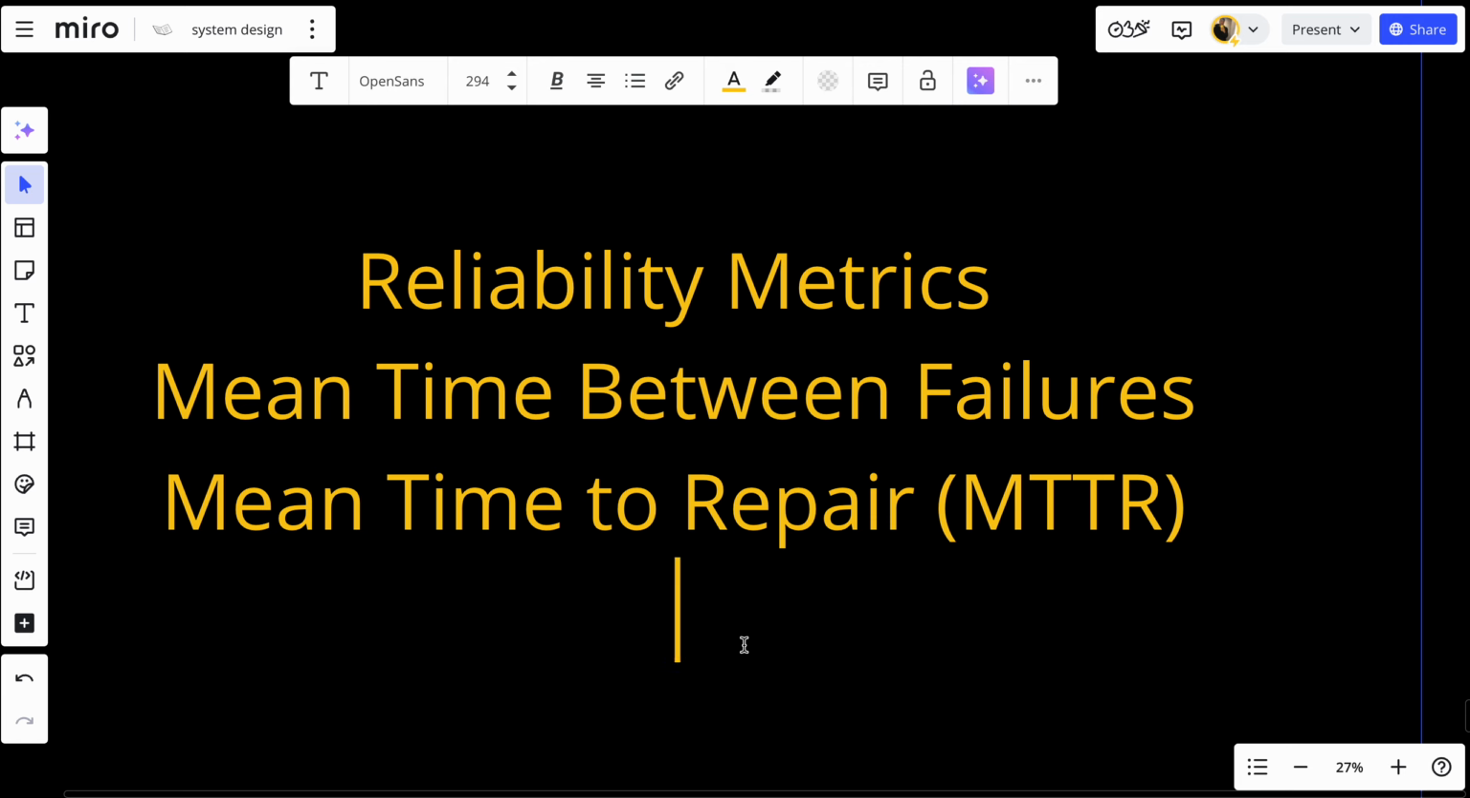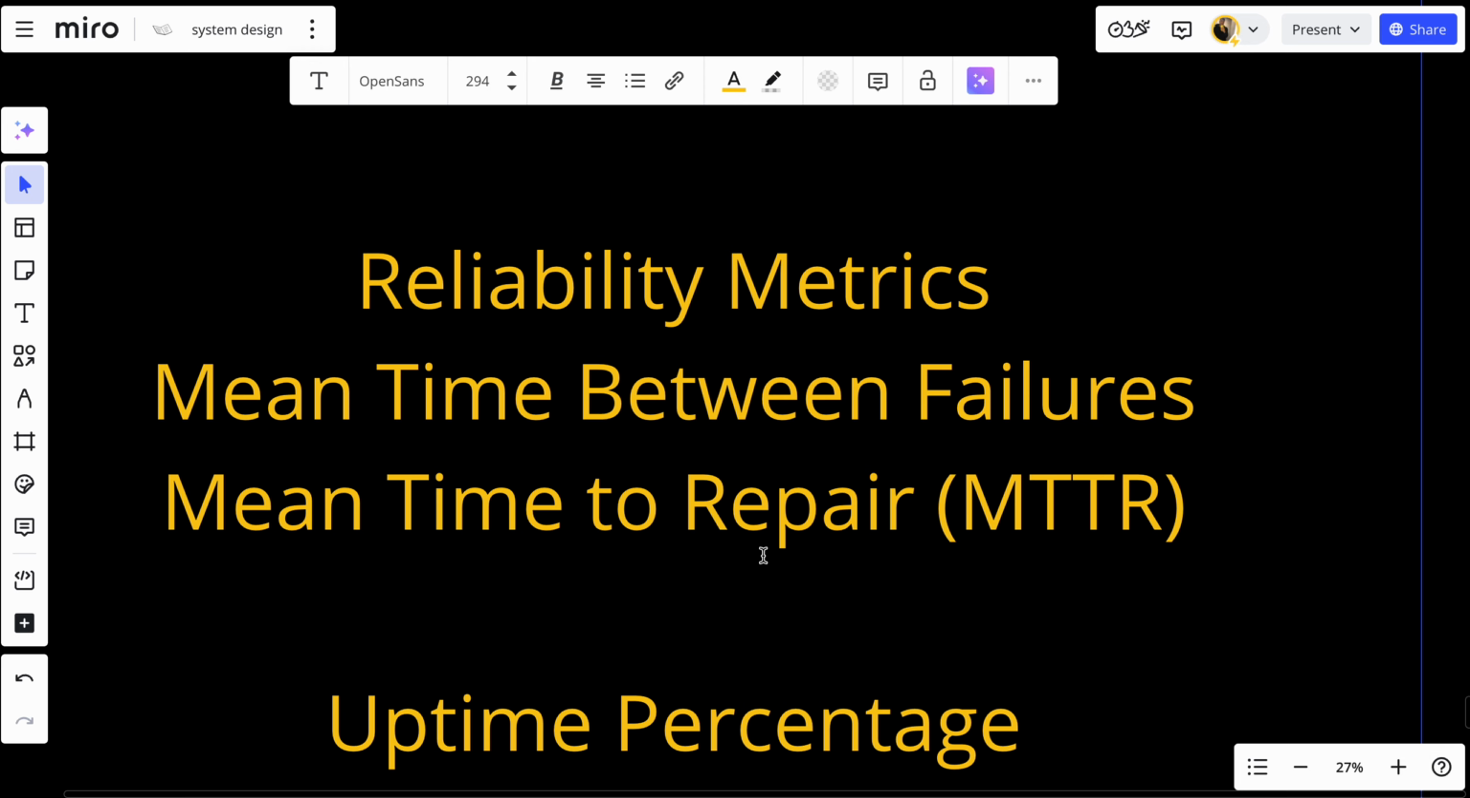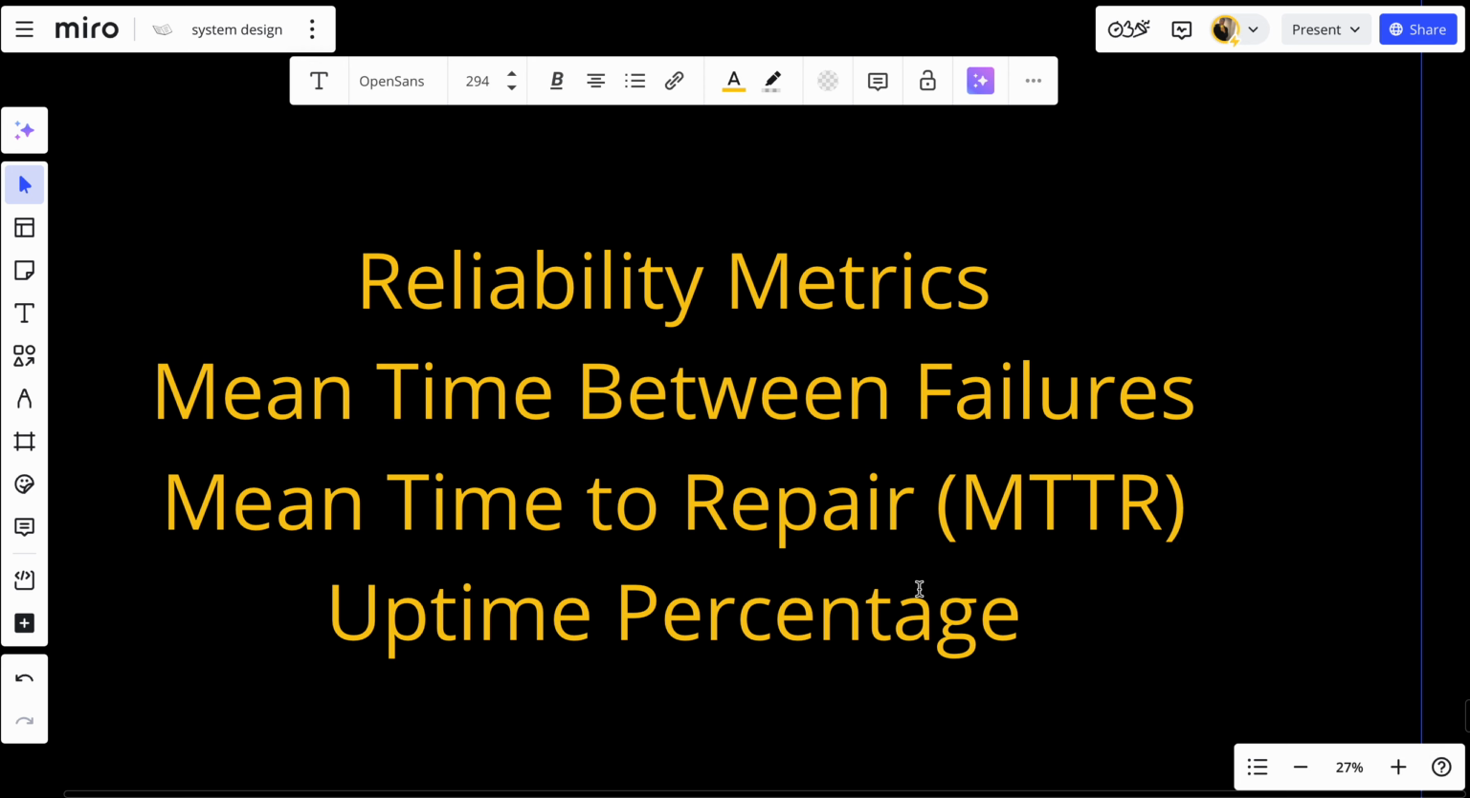Lastly, uptime percentage. A key metric that measures the amount of time a system is available and functioning correctly, while availability is often the focus here. Reliability plays a critical role in keeping uptime high.